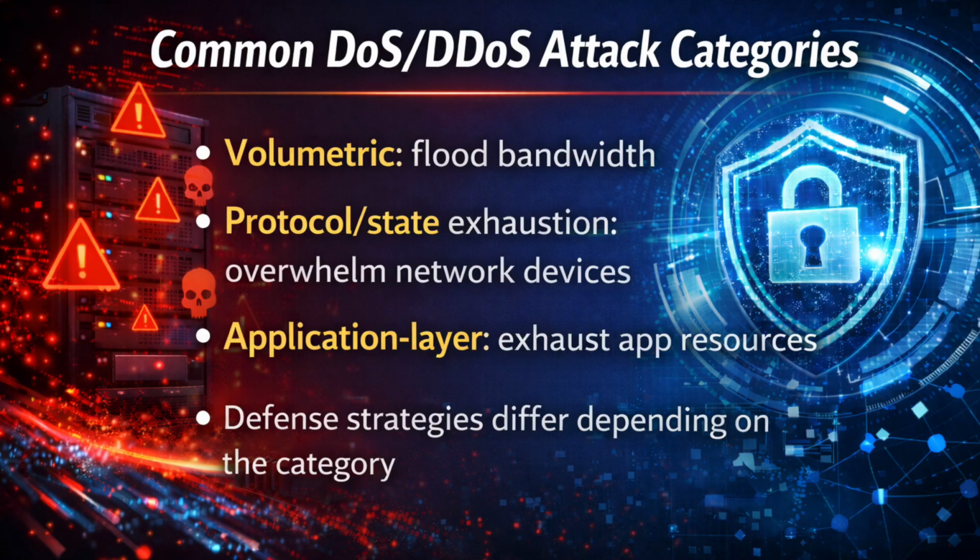Instead of raw volume, the attacker sends requests that look normal, but are designed to be costly, like repeatedly triggering search queries, login attempts, shopping cart actions, or API calls that hit databases. Application layer attacks can be tricky because the request rate might be moderate, yet the back-end cost is high. Great defenders learn to recognize which category they're facing because response strategies differ.